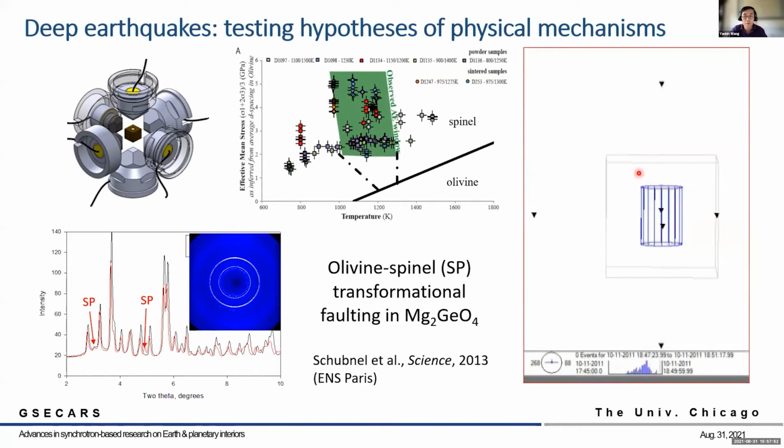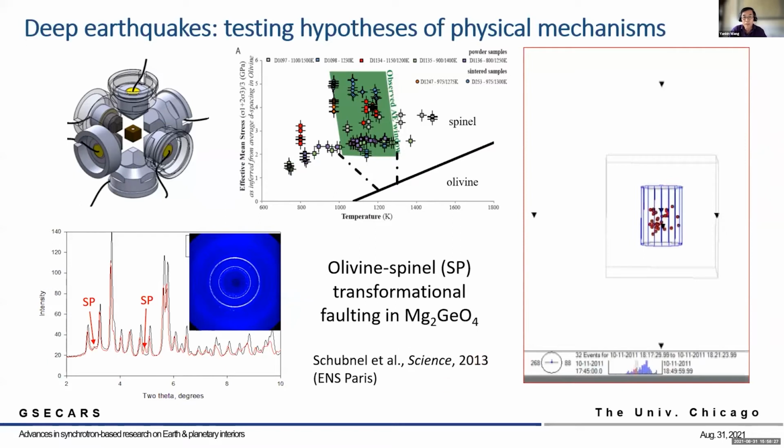Previous studies have shown that metastable olivine in the spinel field exhibits very complex mechanical behavior. At low temperature, the metastable olivine is strong and ductile. At high temperature, it is weak and ductile. But in the intermediate temperature range, the material is brittle and generates microscopic faulting. So with Alexandre Schubnel's group at ENS Paris, we studied the transformational faulting process in this system.